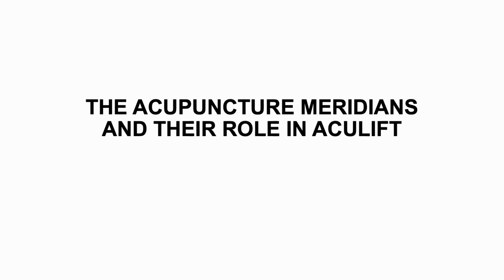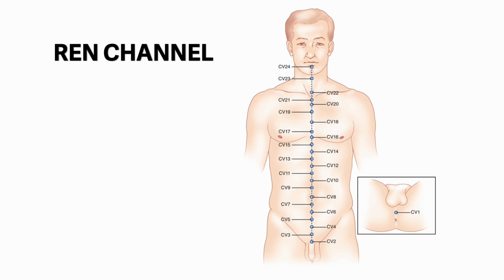Let us discuss the acupuncture meridians and their role in Aculift. The conception vessel, or Ren channel, is a series of 24 acupuncture points running up the center front line of the body from the lower abdomen to the mouth. Renmai masters the uterus. It is the sea of yin energy. It forms a closed energetic circuit flowing up the Dumai and then down the Renmai.